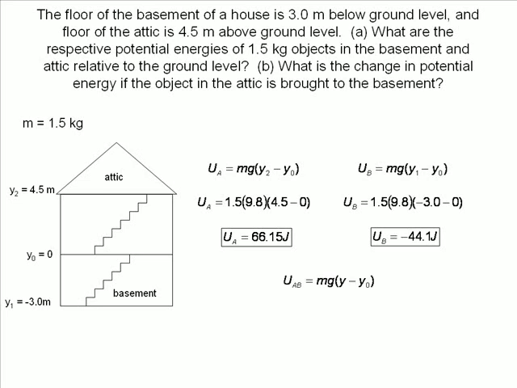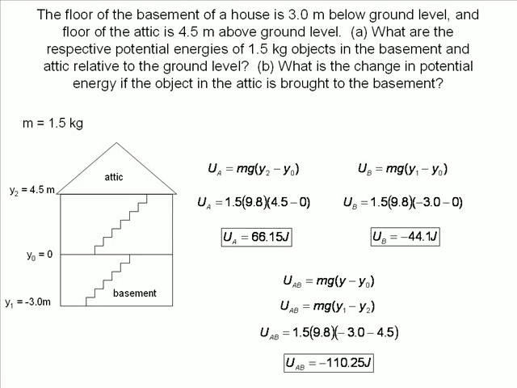to the basement. We know that the potential energy will be less in the basement than in the attic. The basement, Y1, is the final position, and the attic, Y2, is the initial position. We substitute in our values and find the decrease in potential energy between the attic and the basement.